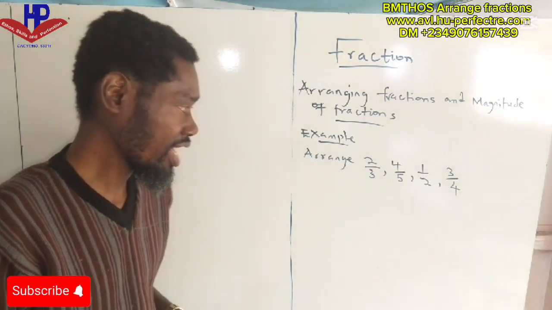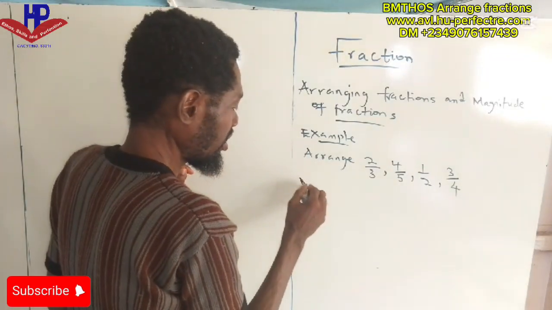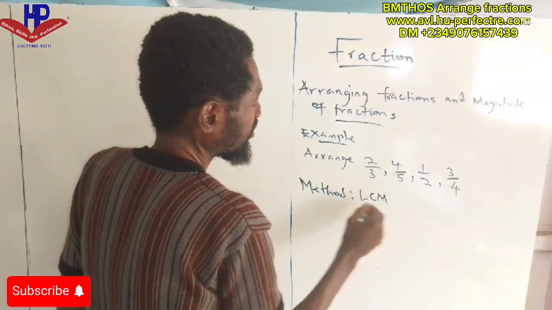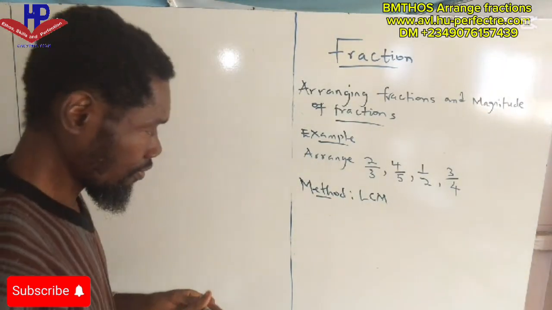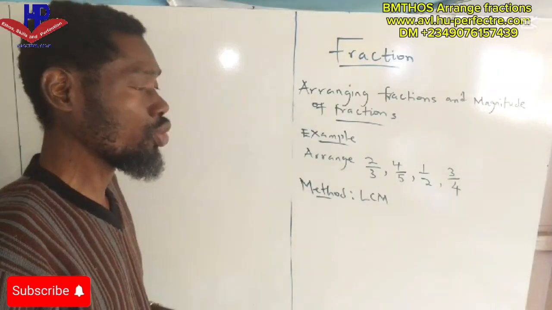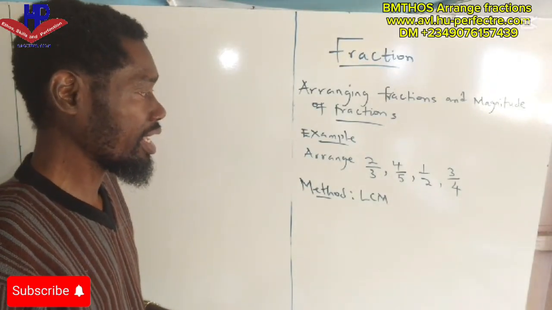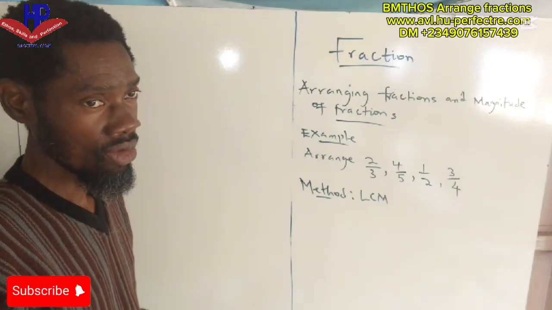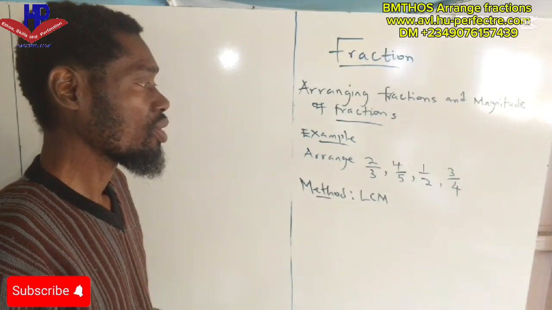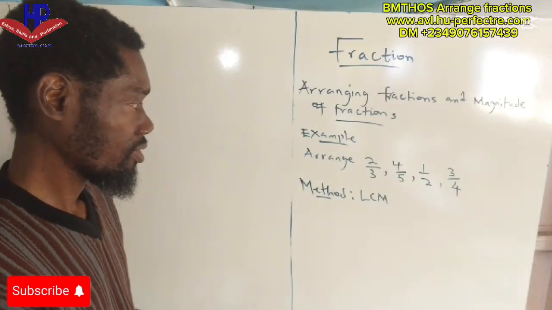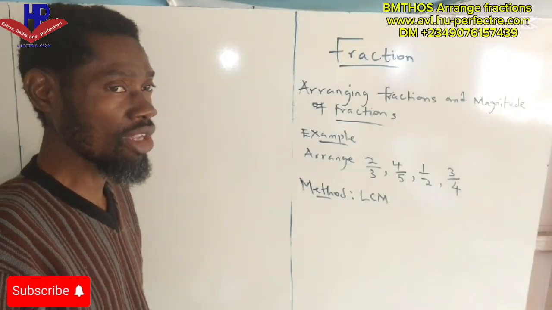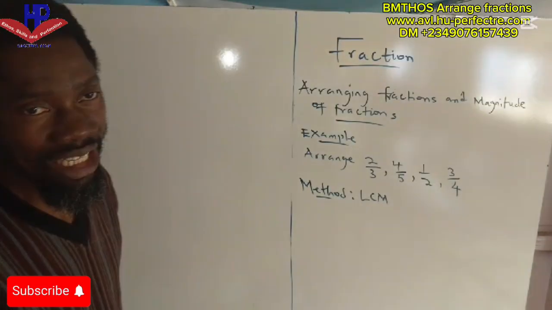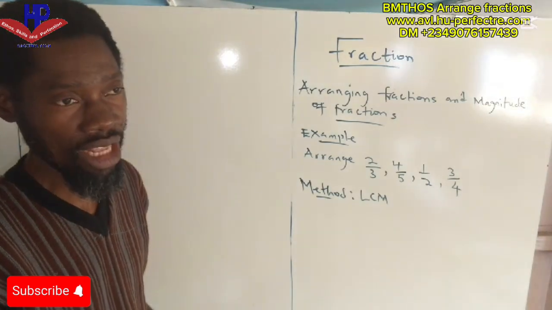I want to start with the LCM method. So the first method to use is the LCM method. We've been asked to arrange these fractions here: 2 over 3, 4 over 5, 1 over 2, and 3 over 4 in ascending order or descending order. Ascending order has to do with starting from the smallest fraction to the biggest fraction, while descending order has to do with starting from the biggest fraction to the smallest fraction.